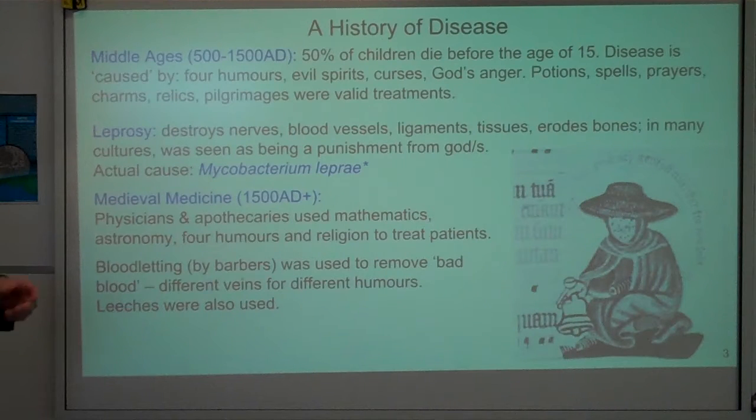Disease was caused by humours and evil spirits and curses and gods' angers, different gods. What does it mean by the 4 humours? Earth, fire, air and water. And so you've got bile and, I can't even remember what they are, choler, bile and things like that. And they just had different ideas. None of them were right. There's no scientific basis to them. There was no scientific method.